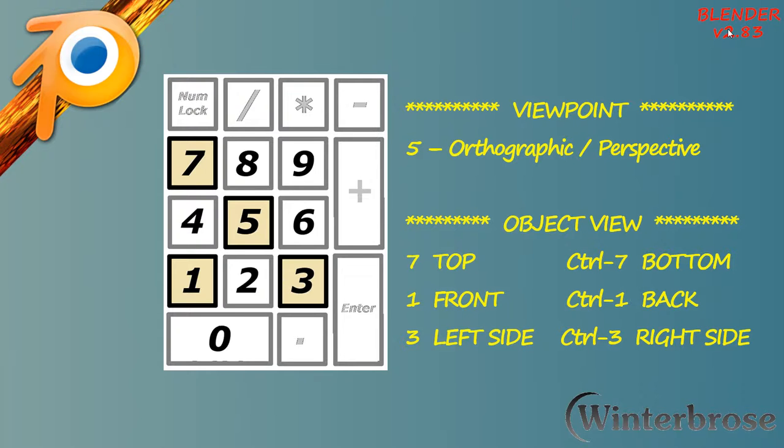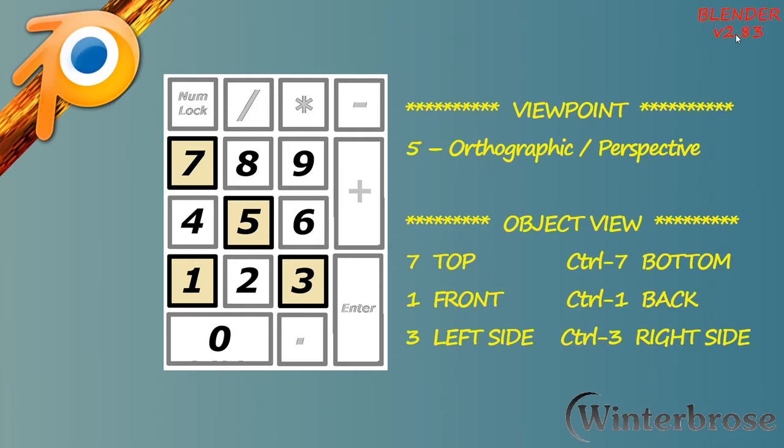And the last thing we want to cover is some of the different views you can get by using the numeric keypad on your keyboard. If you have a laptop, you might have to use the function key to get to the numeric keypad portion. But here's the controls. Basically, number 5 will change between orthographic and perspective views. If you're not sure what that is yet, that's fine. You can just skip that.